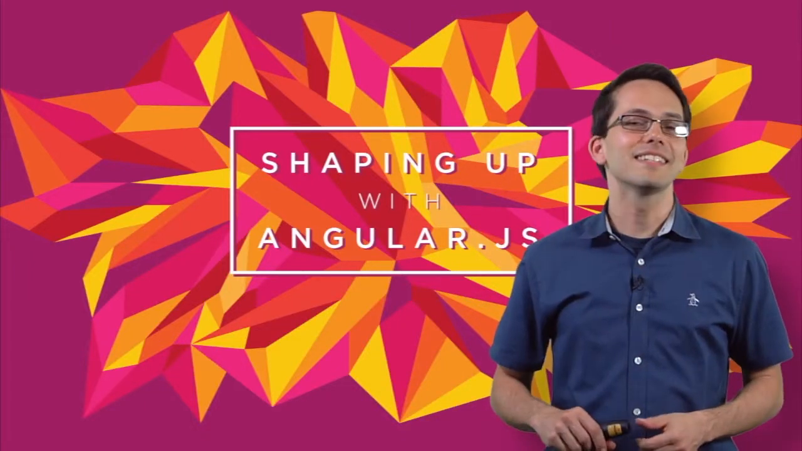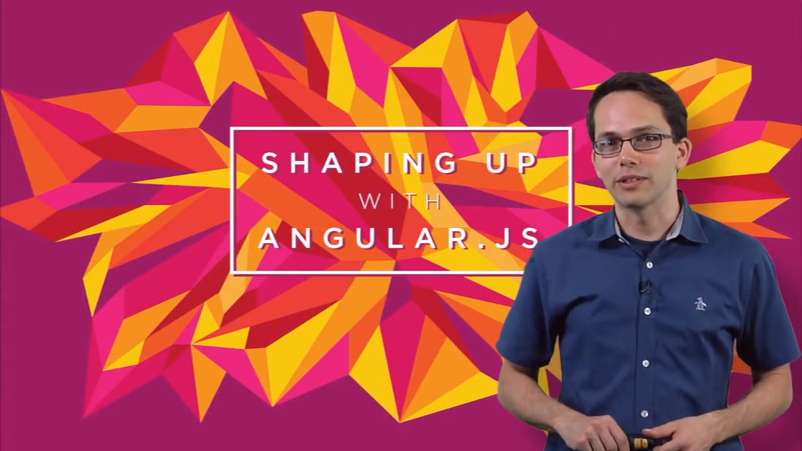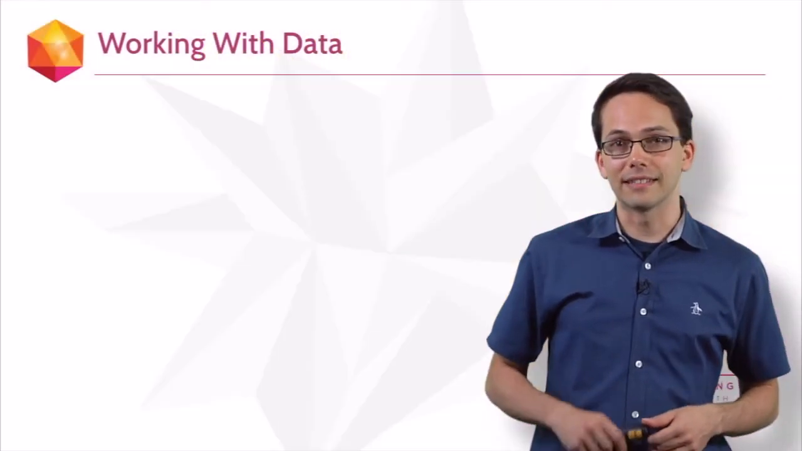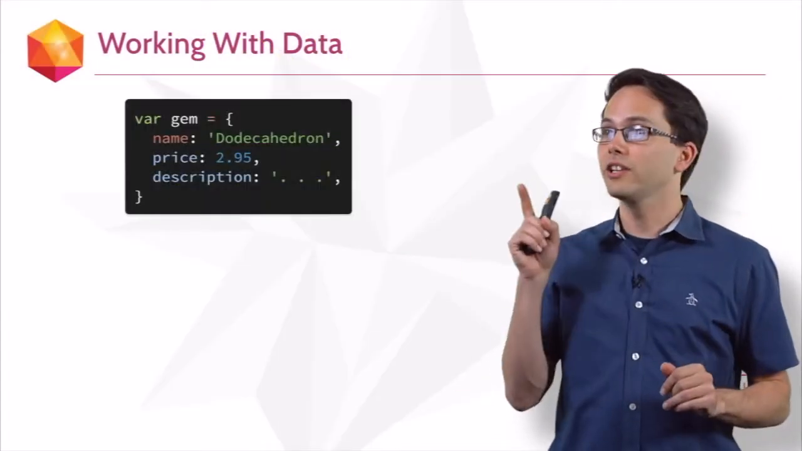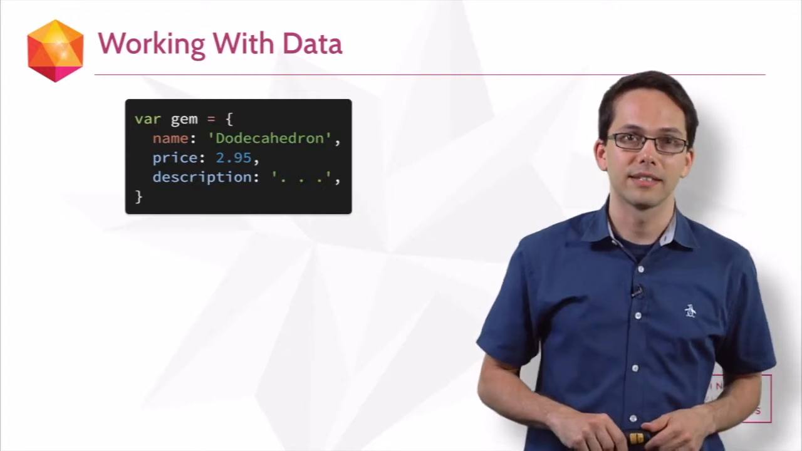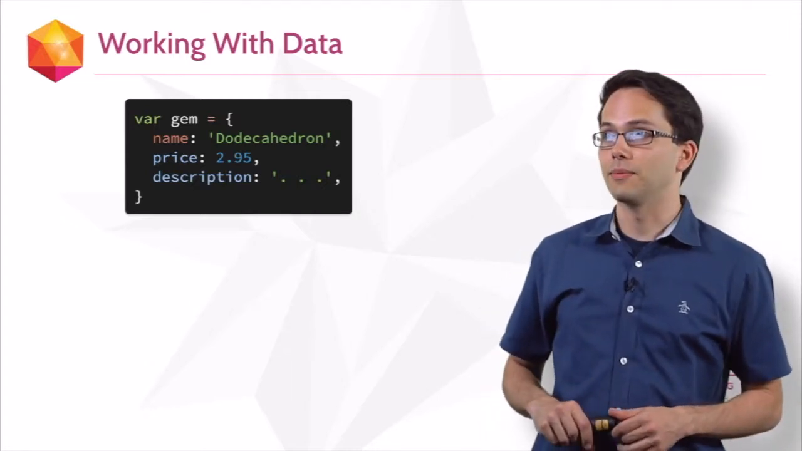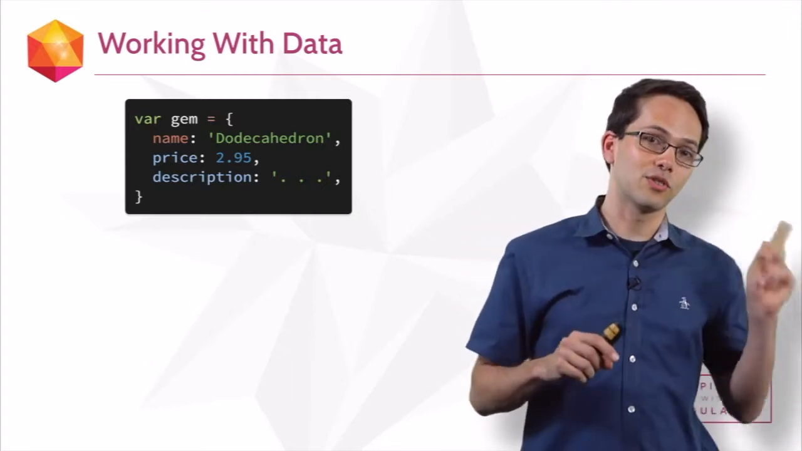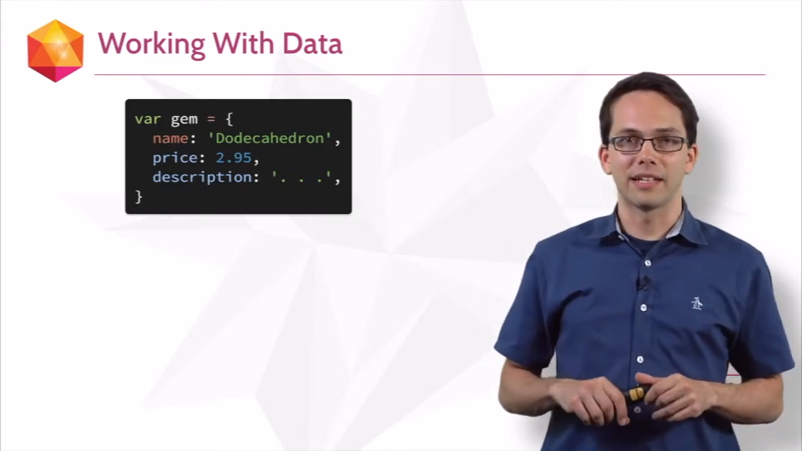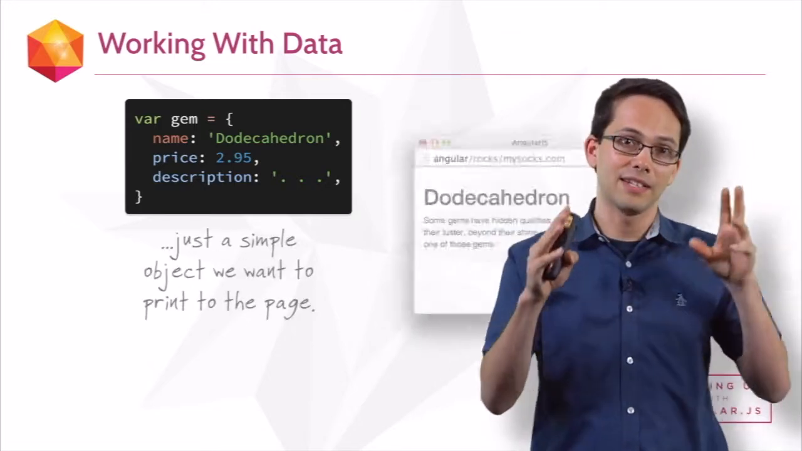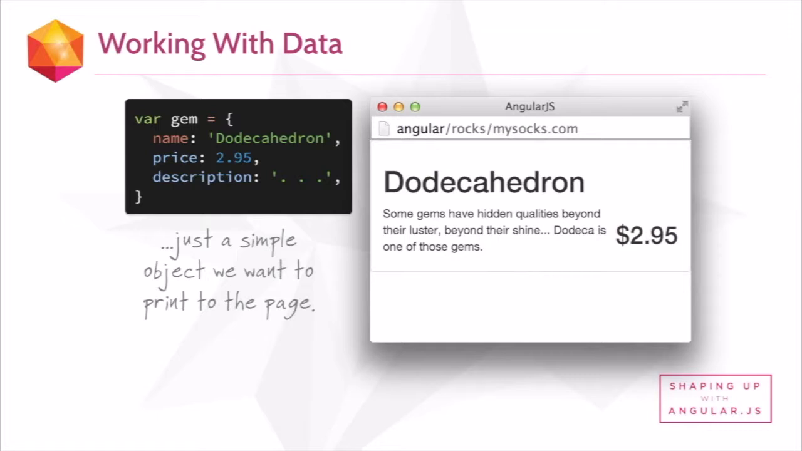Welcome back. In this section, we're going to be learning about controllers. Controllers help us get data onto the page. Here you can see we have a JavaScript object. It's a gem, and we need to sell this in our store. So how do we get it out of this variable and onto our page?